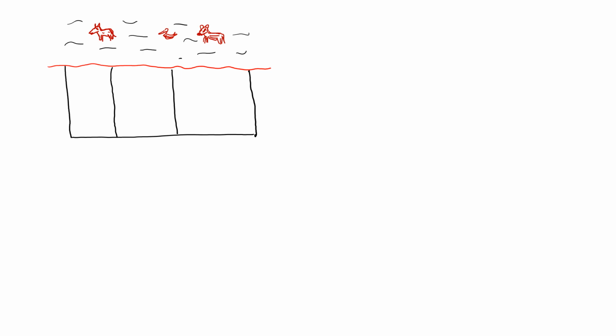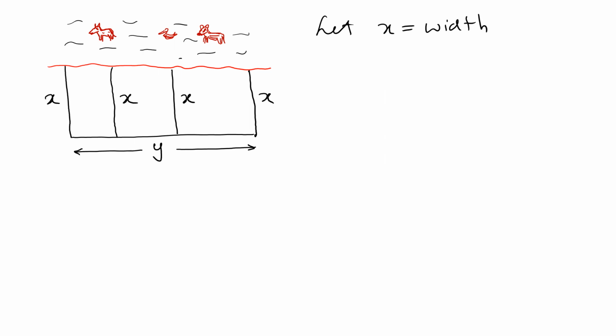What we can do is pick the variables. You can see the width is the most common one, so I'm going to pick x for that. We can say this is x, and all of them are x. And then the length, I'm going to pick as y. So let x equal the width and y equal the length. We pick those two.